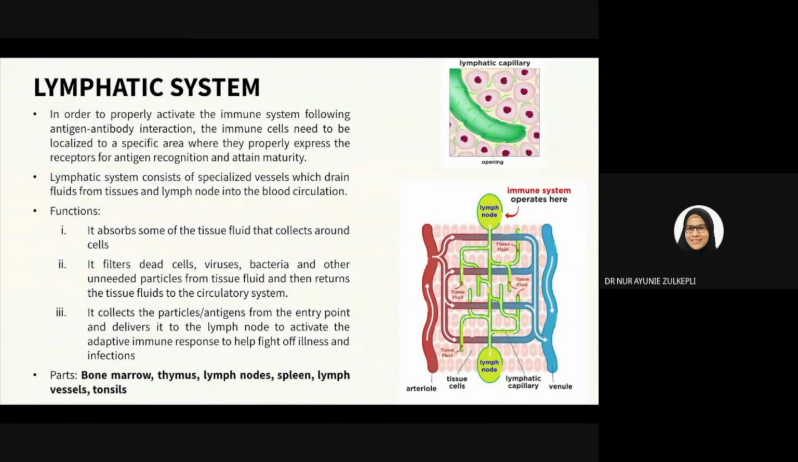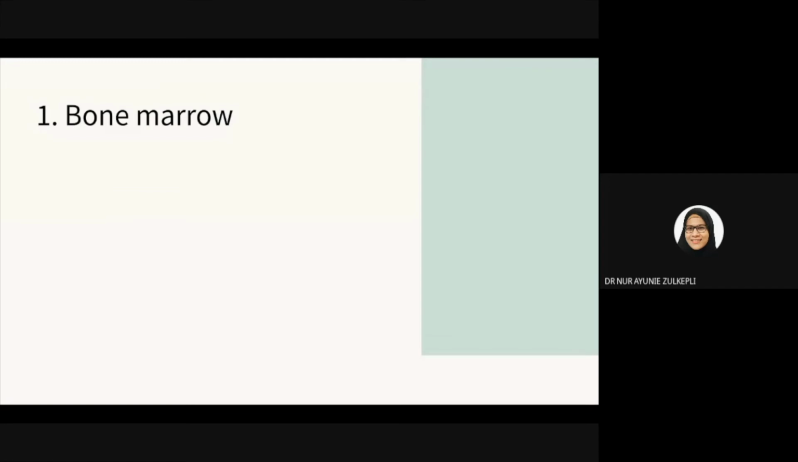Okay, some parts of the lymphatic system are the bone marrow, thymus, lymph node, spleen, lymph vessel, and also the tonsil. But usually we will discuss the bone marrow, thymus, lymph node, spleen, and lymph vessels. Okay, what is the bone marrow? Part of the primary lymphoid system.